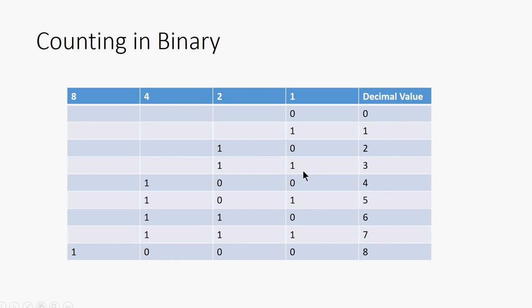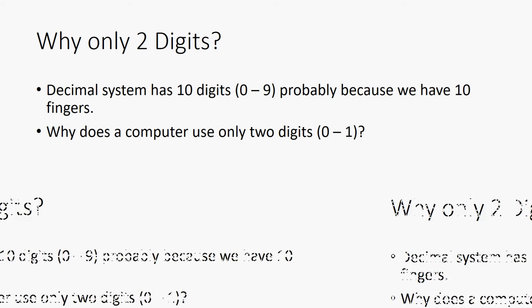So this is how you count. So counting in binary, it's 0, 1, 10, 11, 100, 101, 110, 111, 1000, and so on. Get the idea? Okay. So that's the binary number system. It's very similar to the decimal number system. It's just that it deals in 2s instead of 10s.